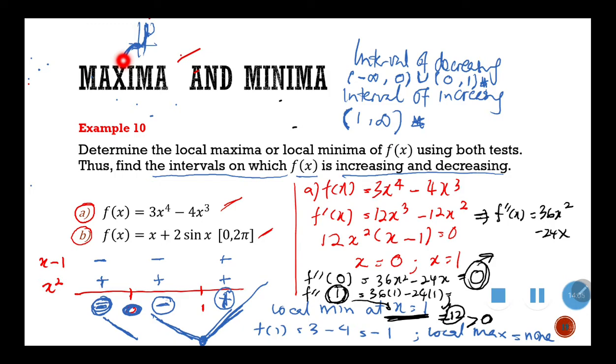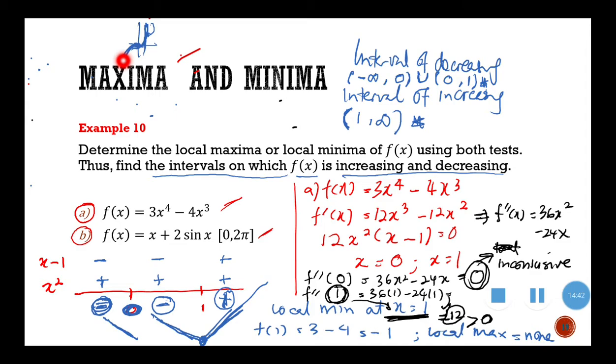So maknanya is inconclusive. Dia bukan local minimum or bukan local maximum. Inconclusive, dia tak ada. It's not local minimum or local maximum. So what can we conclude? Only x equals to 1 is our local minimum, same as what we have when we get the answer using the first derivative test. To determine the interval, we still need first derivative test. Kita tak boleh guna second derivative test untuk determine the interval of increasing or decreasing.